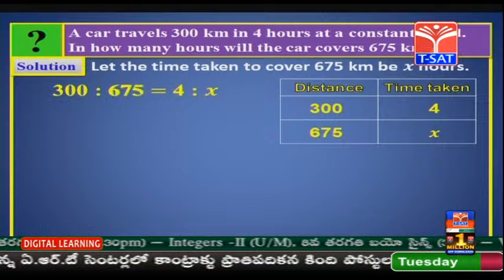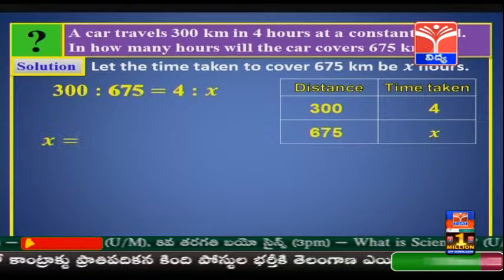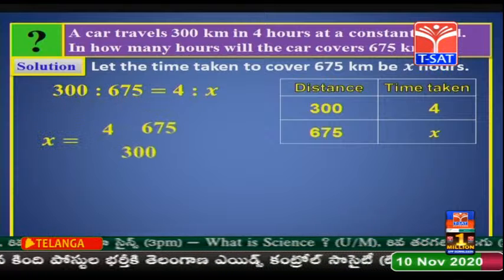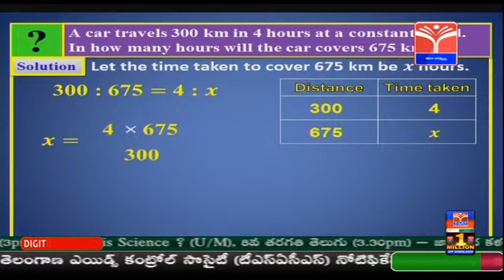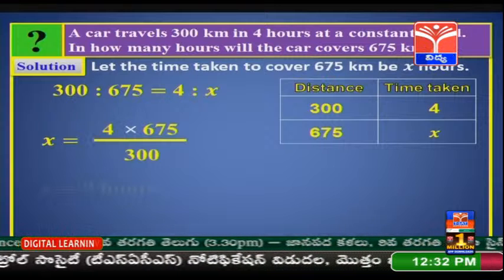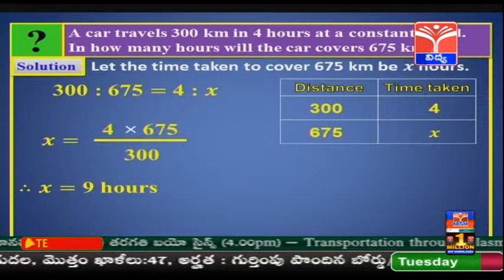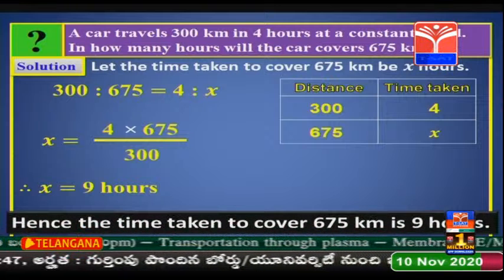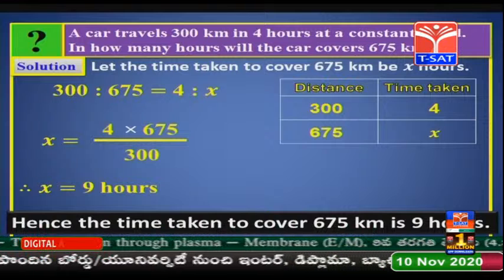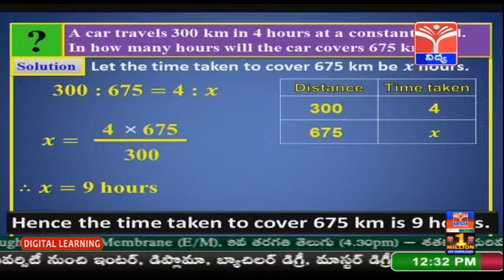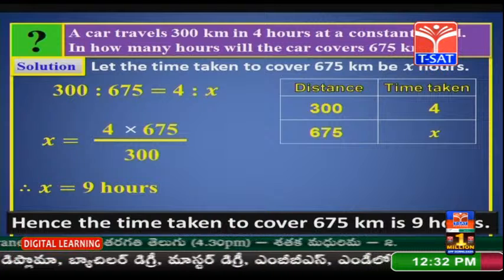So, here product of means equal to the product of extremes. So, x is equal to 4 into 675 by 300. On simplification, you get it as 9 hours. That means the car takes 9 hours to travel 675 kilometers. Let us move on to our next problem.